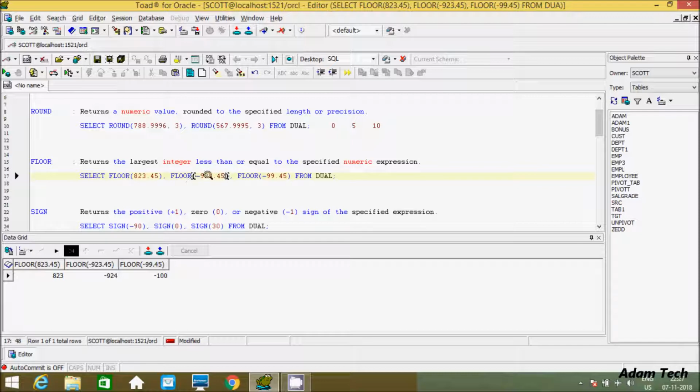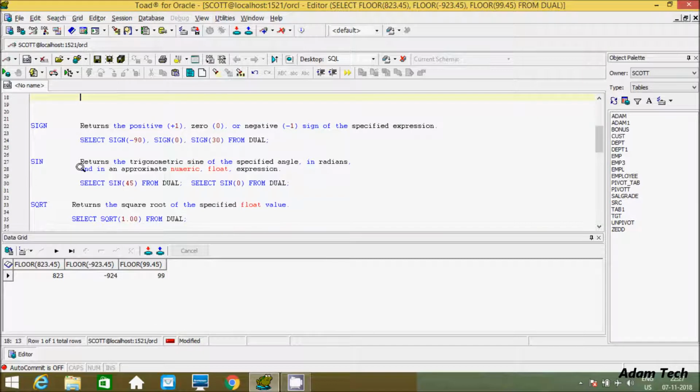If you enter a minus value, it will return the lesser value. Minus 923 is greater than minus 924, so the lesser value here is minus 924. And for minus 99.45, the lesser value is minus 100, so it displays minus 100. Now if you give positive 99.45, it returns 99. The lesser value here is 99, since 99.45 is greater than 99. So this is about floor.